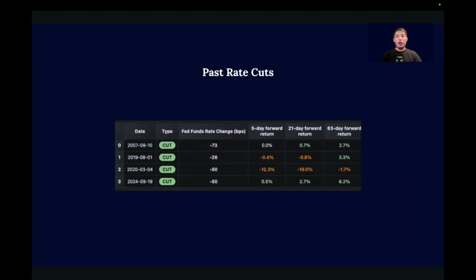The question is, from here onwards, after the cuts, what could the SPY do? So I have looked at the past 4 rate cut cycles, from the great financial crisis to last year's mini cutting cycle. What we see is that on average, equities do perform pretty well over the 3-month horizon. The thing with 2007 and 2020 is that both were recession periods, and the great financial crisis was obviously a massive recession.